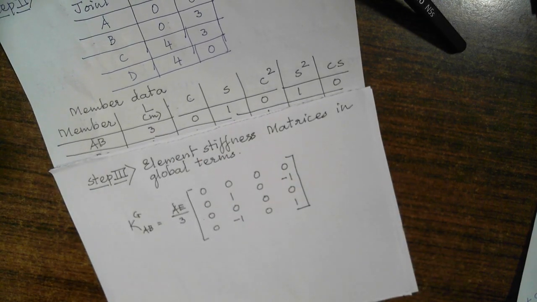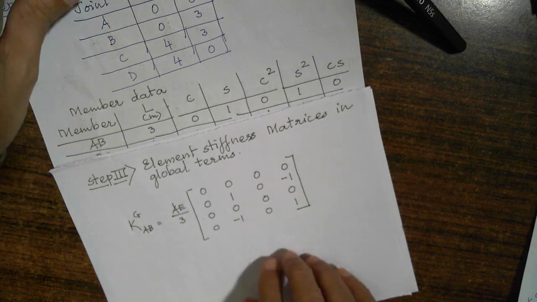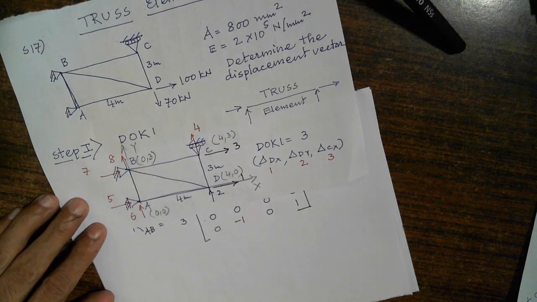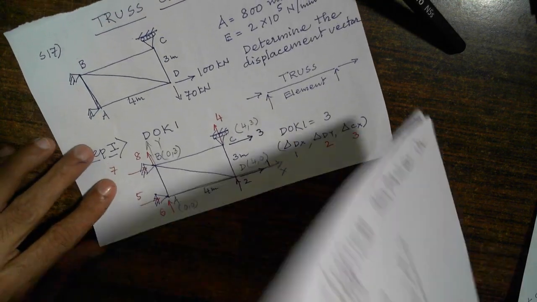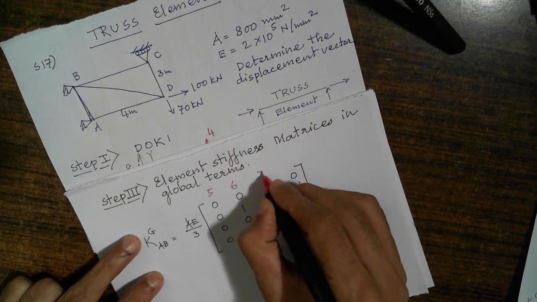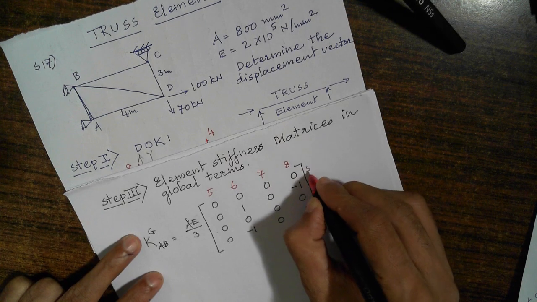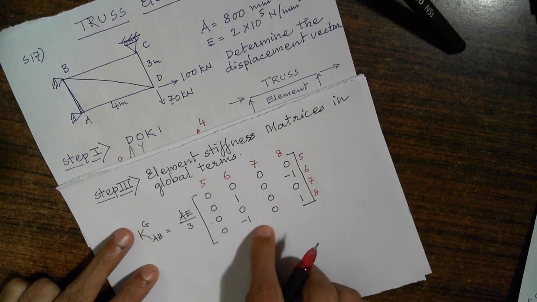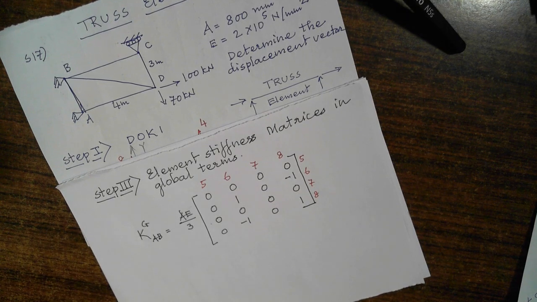I know the formula. Now friends, how shall I number AB? AB is 5 6 7 8. So I am numbering AB as 5, 6, 7, 8. Now all of them are non-possible degrees of freedom. So I am not getting any element out of this element AB to map in my global stiffness matrix for the structure.